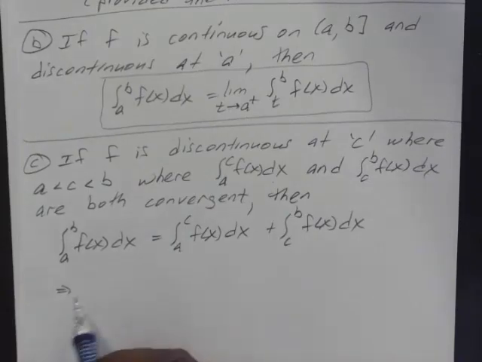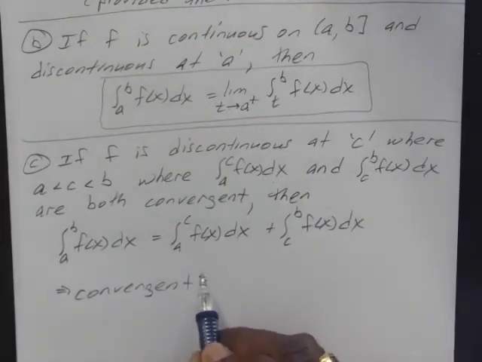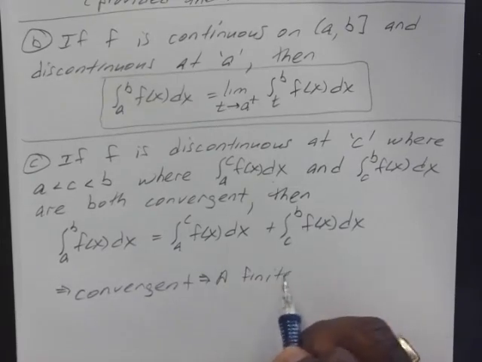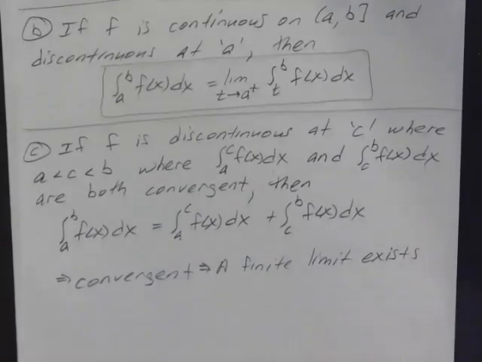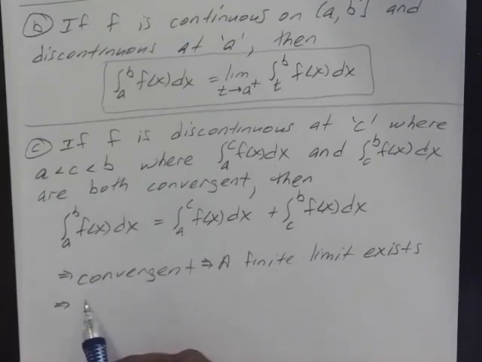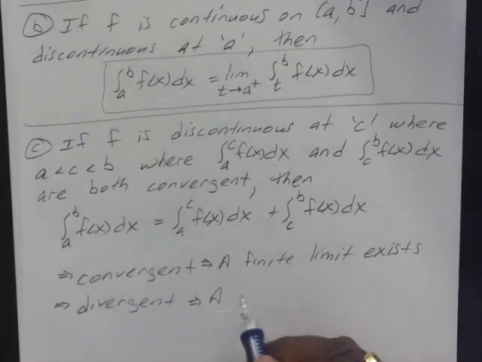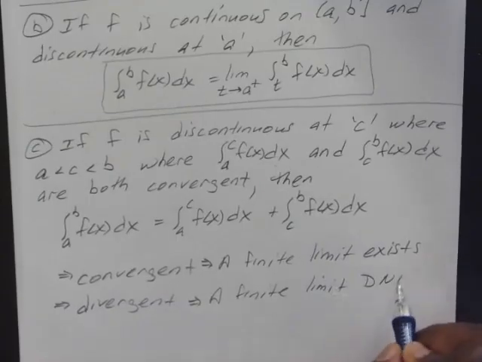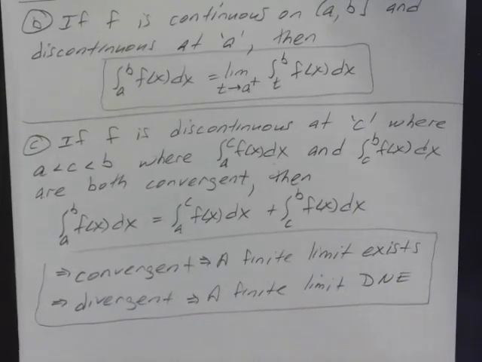Okay, and just remember that convergent means that the finite limit exists, and divergent just means the finite limit does not exist. And that's just a little side note, kind of a reminder.